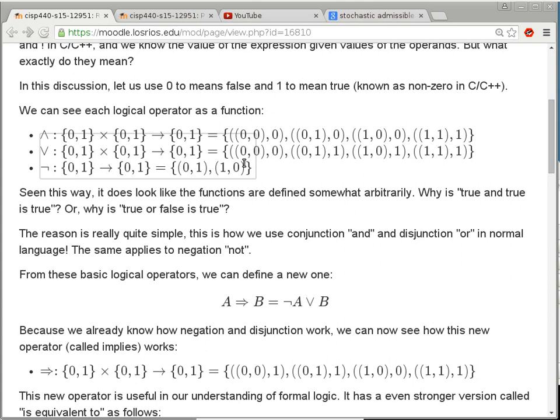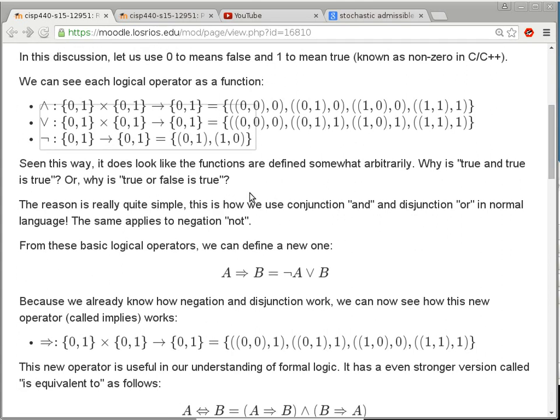Are there any questions about the way we look at logical operators as functions? No questions? Okay. It's just a new way of looking at things. The meaning of conjunction, disjunction, and negation does not change. It's just a new way of looking at it.